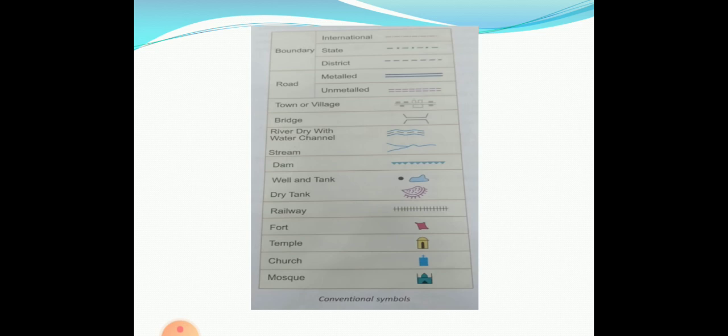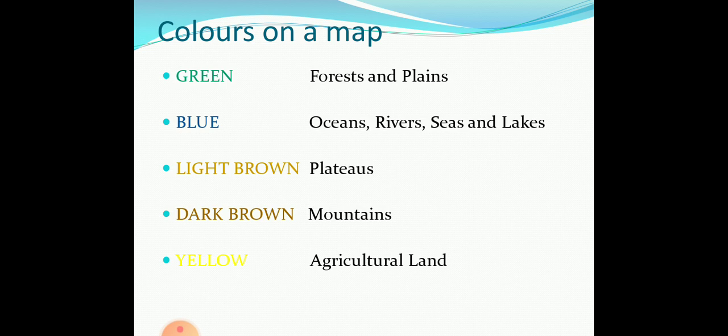If it is used only for that map, it will be given on the side as key and legend. Otherwise, if it is internationally accepted, then most of the people who know how to read a map properly can understand it easily. Now the last portion is the colors on a map.